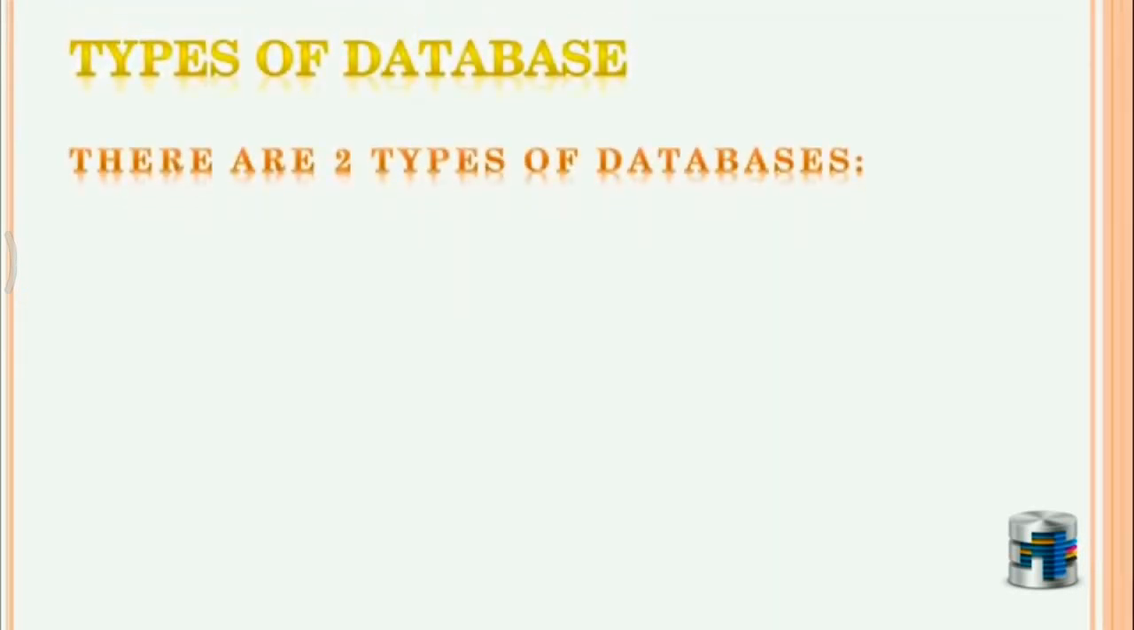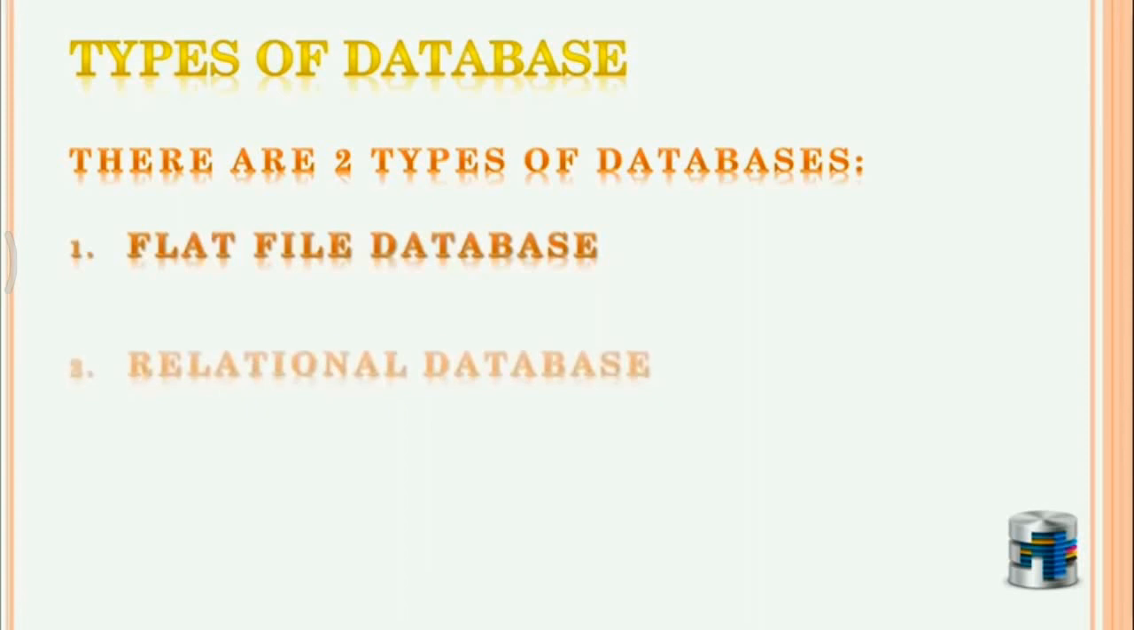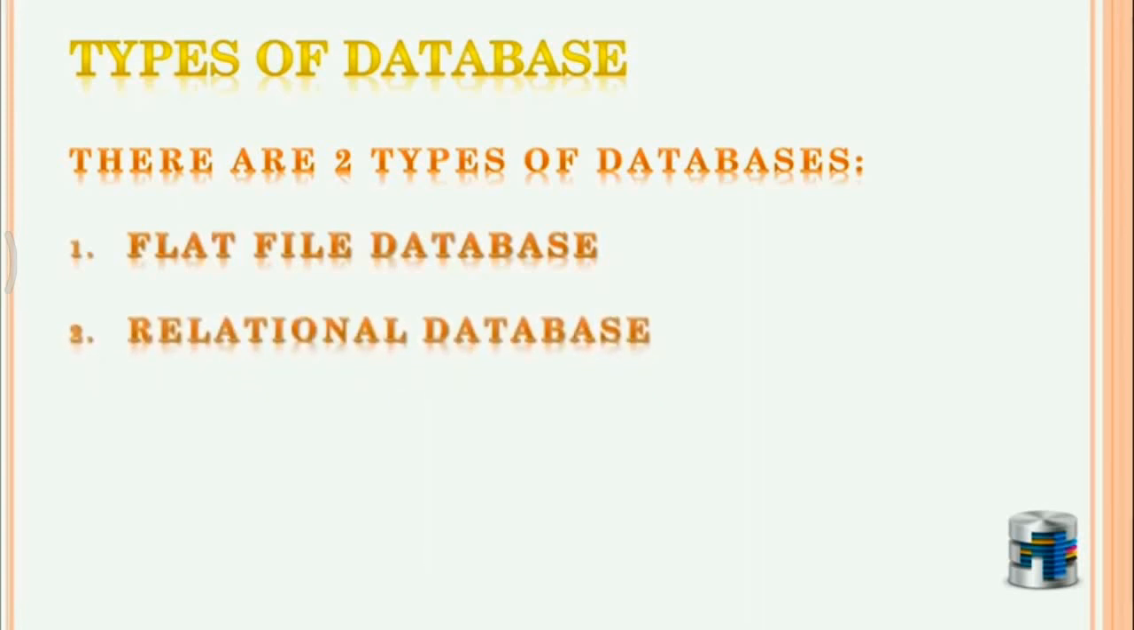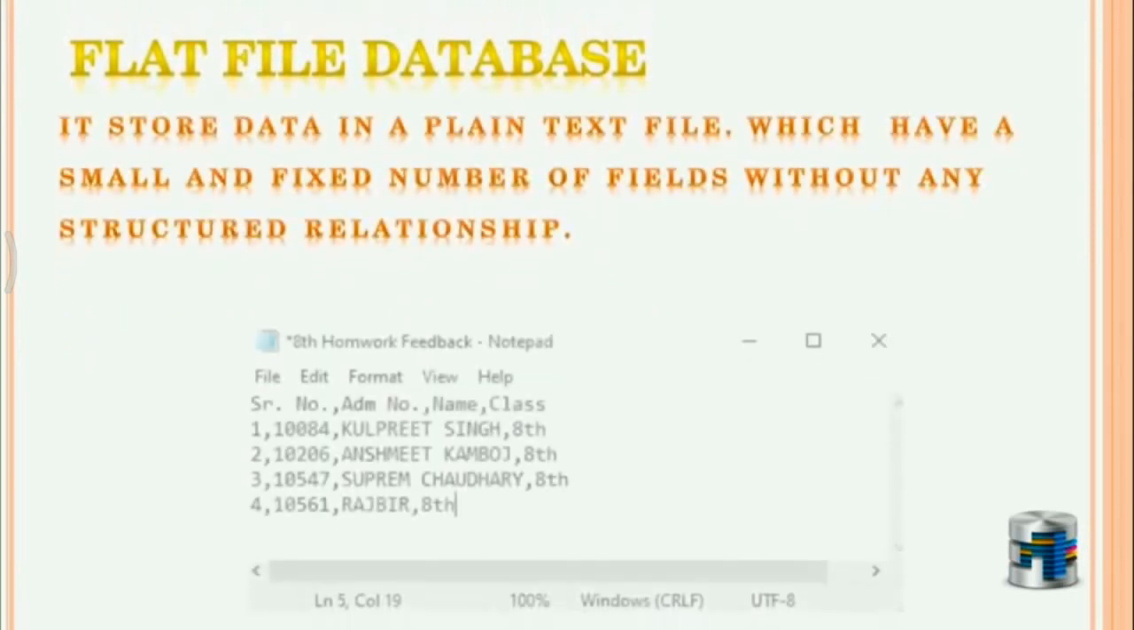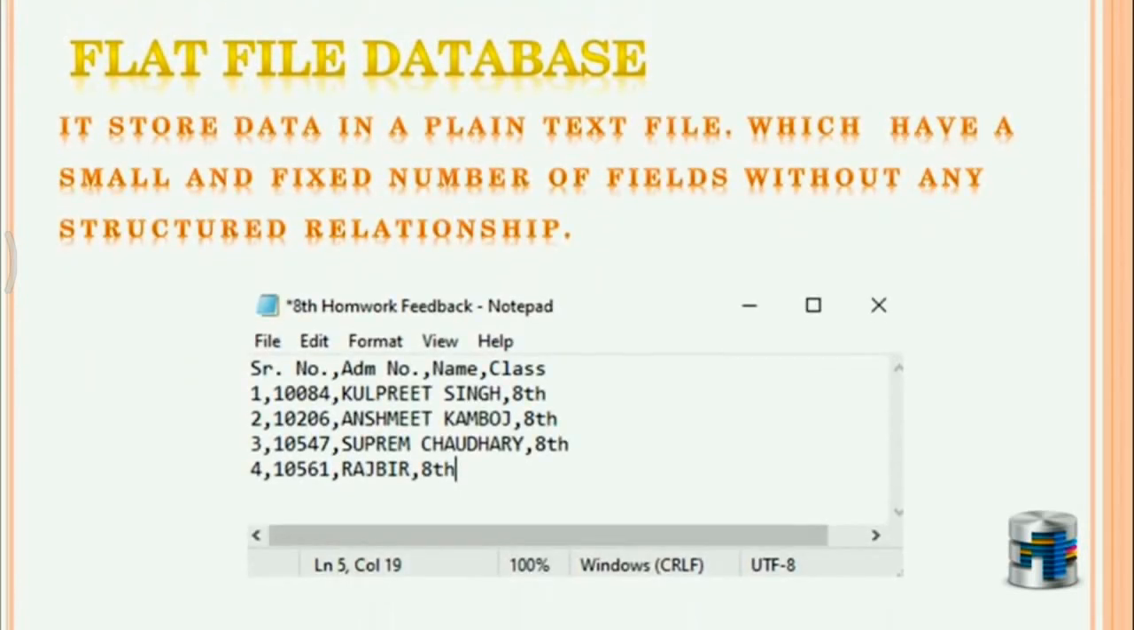The next topic here, the types of database. There are two types of databases. Number one, the flat file database, and number two, relational database. So let's see the first, flat file database. It stores data in a plain text file which has a small and fixed number of fields without any structured relationship. Look at here, no structured relationship is there. So this is a plain text file here. Which file is this? Notepad file. Yes, so this is a flat file database.